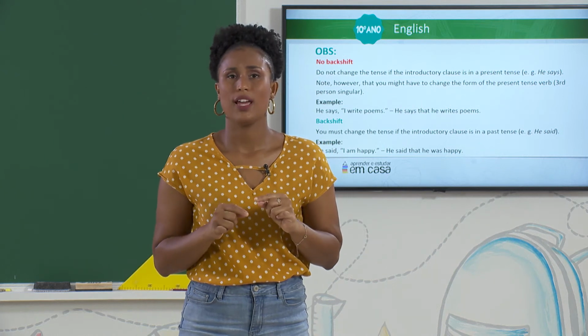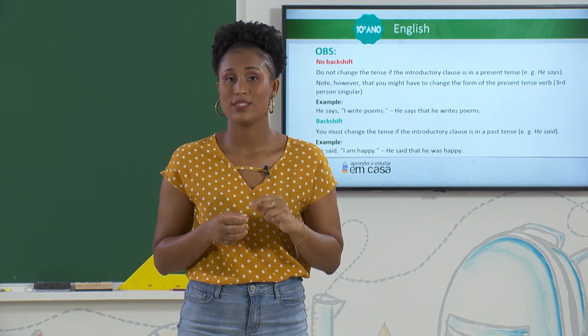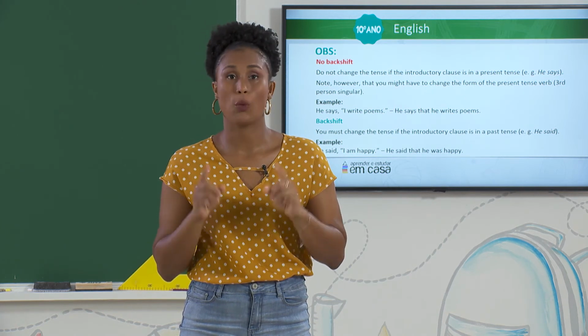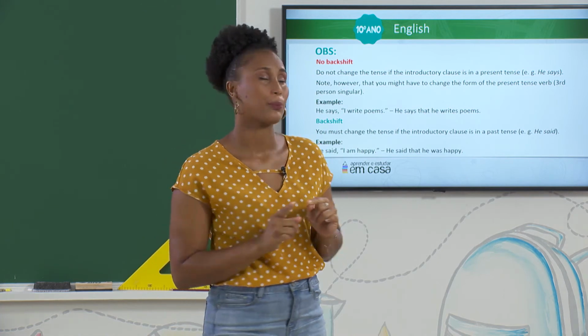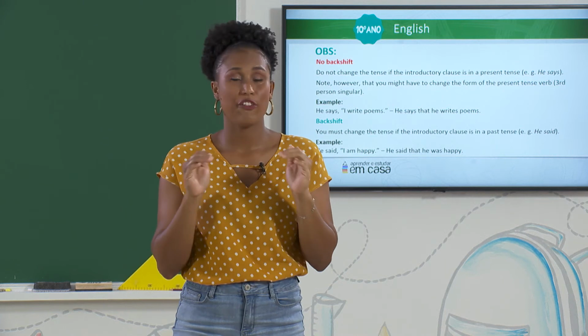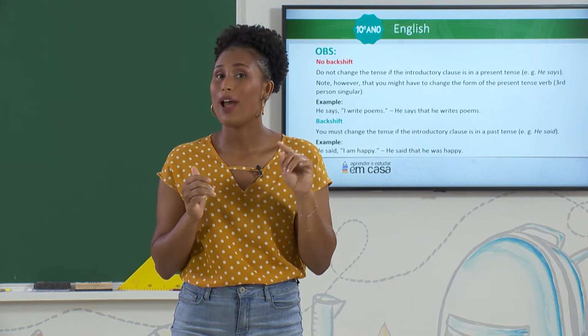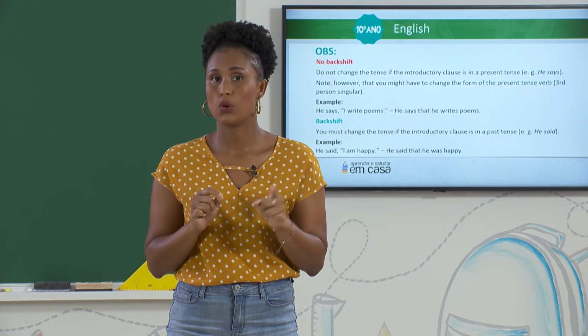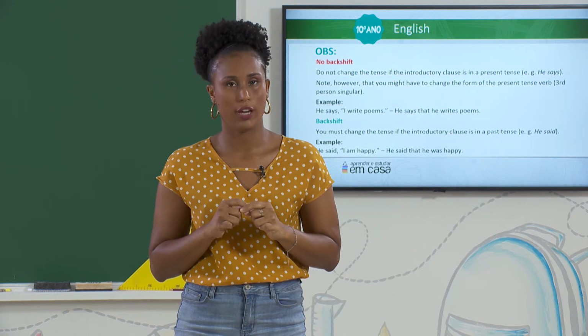Remember, students, when I said that when we have the third person singular in present simple, we have some changes? Yes, because we talked about them before. So pay attention to the third person singular. And when we have backshift, you must change the tense if the introductory clause is in the past tense. For example, he said, "I'm happy." He said that he was happy. Notice that we don't have backshift when we have the present tense, and we do have backshift when we have the past tense. So you have to be careful here, okay? So moving on.